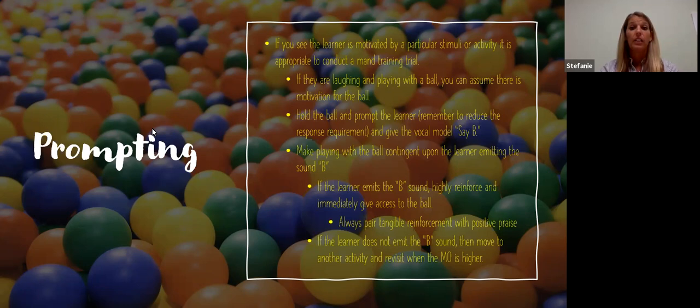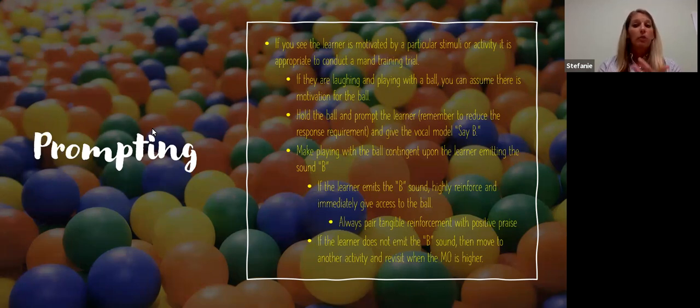If we find that a learner is motivated by a particular stimulus or activity, it is appropriate to conduct mand training. Once you start to identify those potent reinforcers, and see what the learner is gravitating towards or motivated by, you can use those items to conduct your mand training.